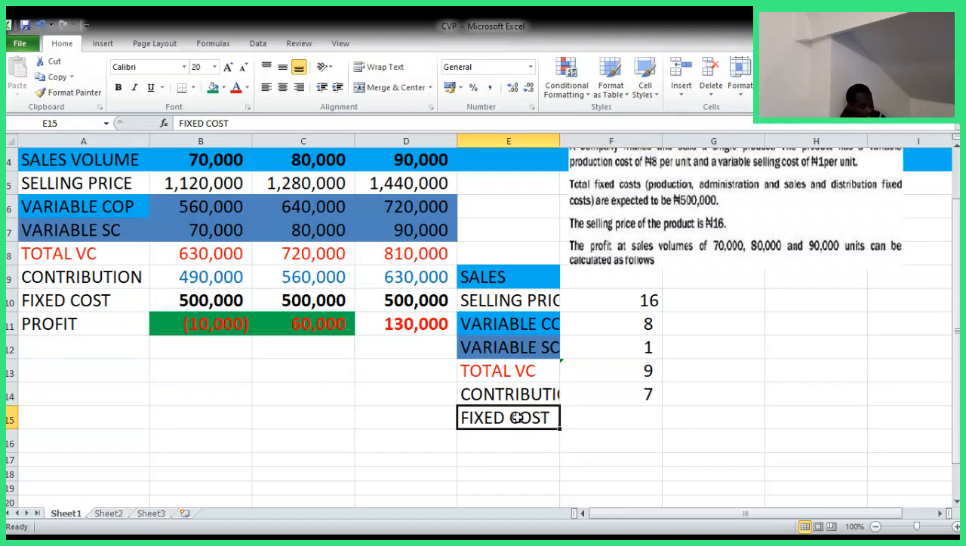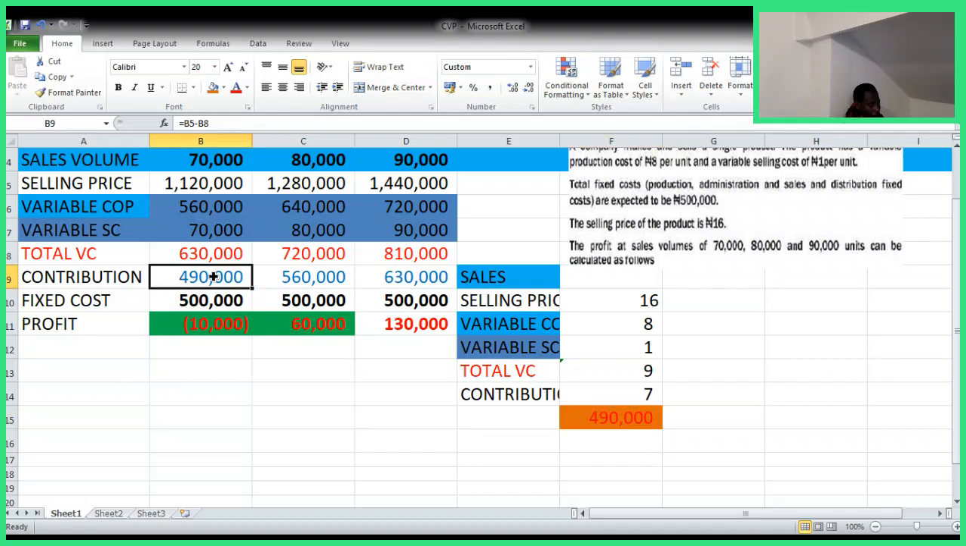So let me delete this. I'm going to do something now so that we know whether we get it right or wrong. You know, this is our contribution per unit. So now for volume of 70,000, are we together? Let us multiply by 7. You remember 7. So we have 490. We have 490 here now. Are we together?